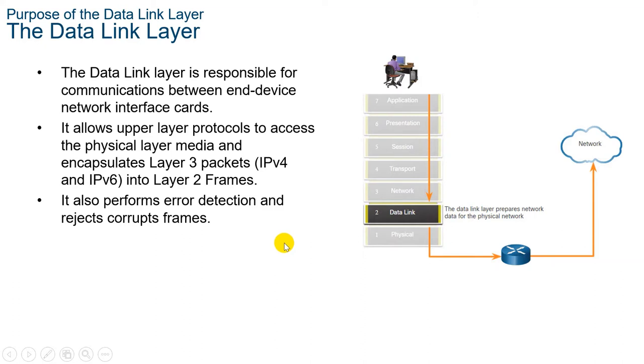The upper layer protocols are completely unaware of the type of media that is used to forward the data. It accepts data, usually layer 3 packets, for example IPv4 or IPv6, and encapsulates them into layer 2 frames. It controls how data is placed on and received from the media. It exchanges frames between endpoints over the network media, receives encapsulated data, usually layer 3 packets, and directs them to the proper upper layer protocols. It also performs error detection and rejects any corrupt frames.